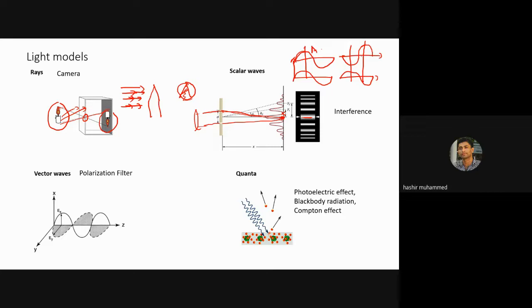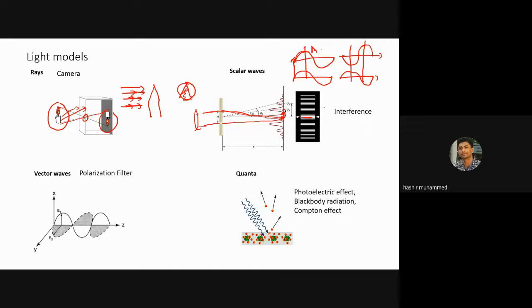Sorry, a 2 pi phase shift, which means lambda by 2 phase shift. So in this case, you get minimum, maximum. It follows a fringe pattern, and finally you will get an interference pattern. This is the scalar wave interpretation of light.